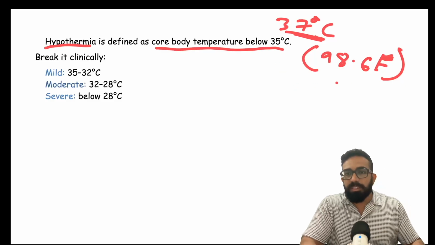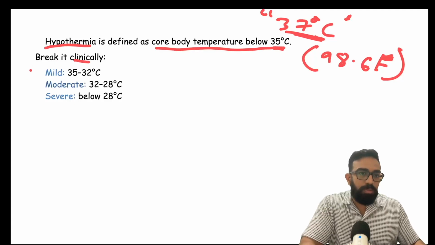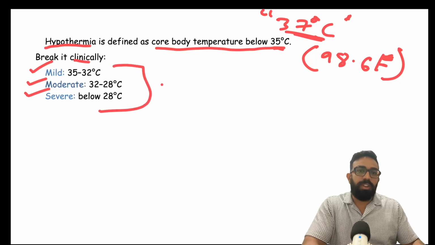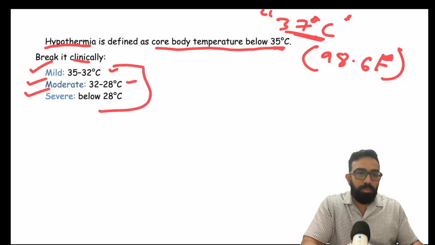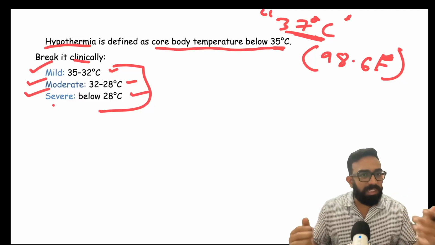Anyways, even this is in a range. So when it goes below 35, we call it hypothermia, and we break it down clinically into mild, moderate, or severe. And these are the various ranges. When we call it mild, when we call it moderate, when do we call it severe, there are these different temperature ranges.